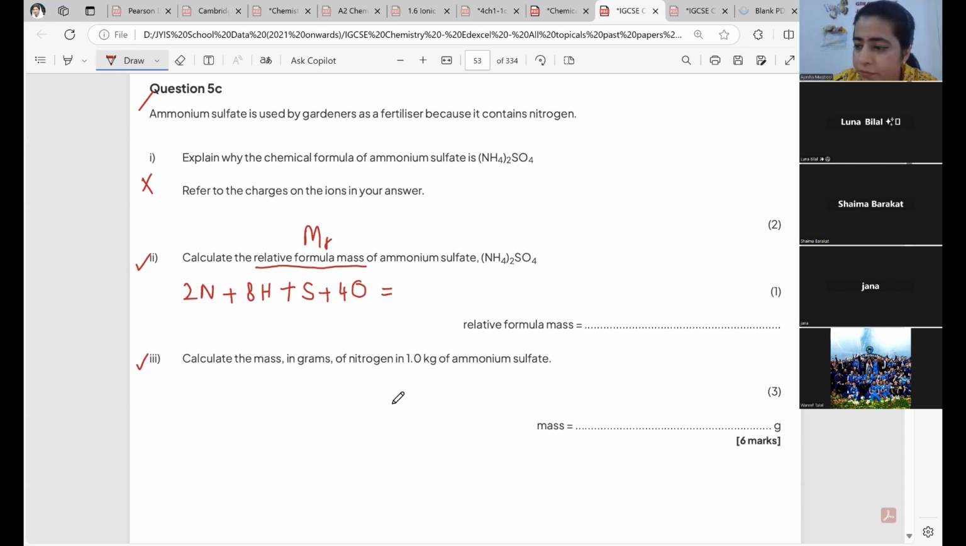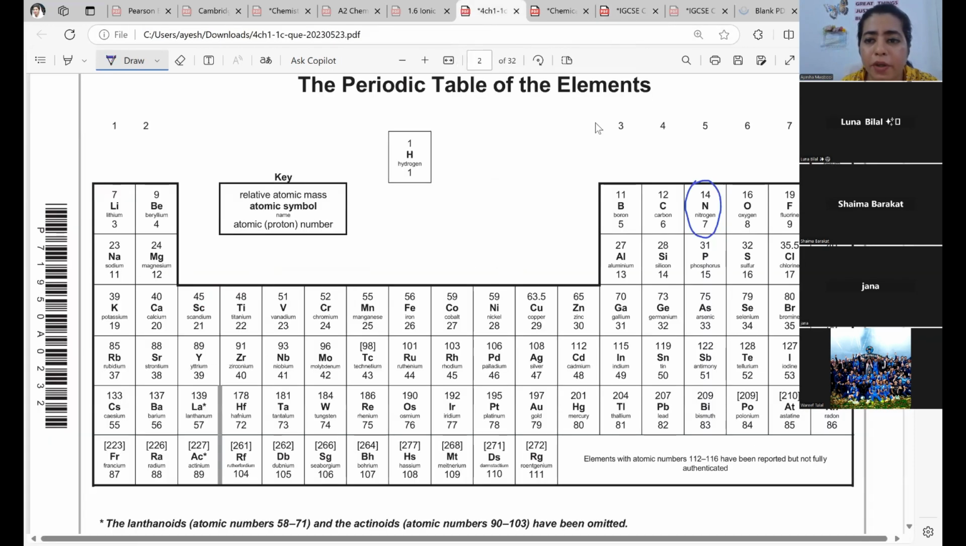But Miss, we find from the periodic table, right? Yes, from the periodic table always. So you can just go to the periodic table and check out nitrogen, hydrogen, oxygen, and sulfur. Nitrogen here, 14. Oxygen, tell me. 16. Sulfur, the bigger number, is 32. And hydrogen is 1. So 14, 16, 32, and 1.